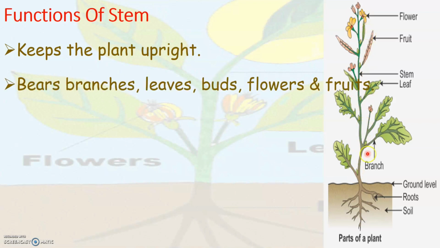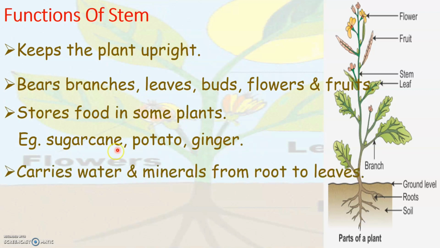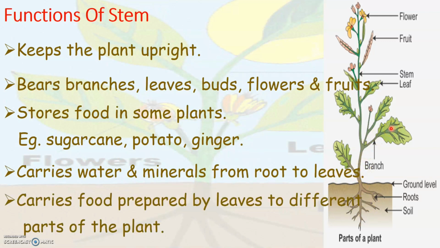As we have already learned, it bears branches, leaves, buds, flowers and fruits. Some of the plants have stems which store food. Examples of such plants are sugarcane, potato and ginger, and that is why the stems of such plants are edible, which means we can eat them. Stem carries water and minerals from the roots to the leaves of the plant. It also carries food that is prepared in the leaves to different parts of the plant.